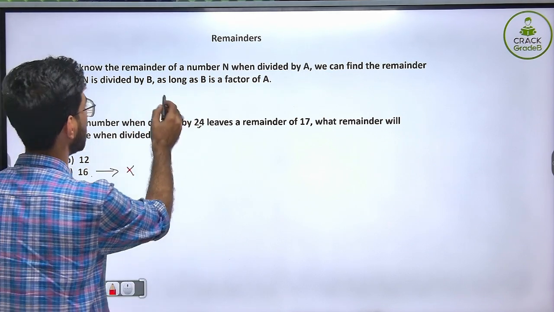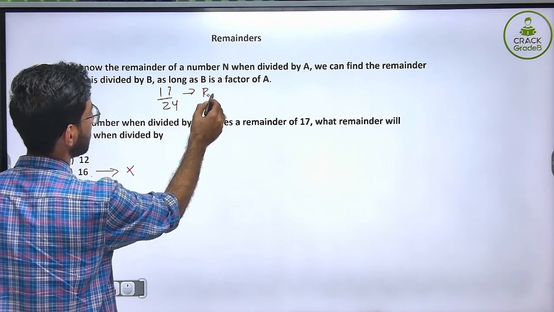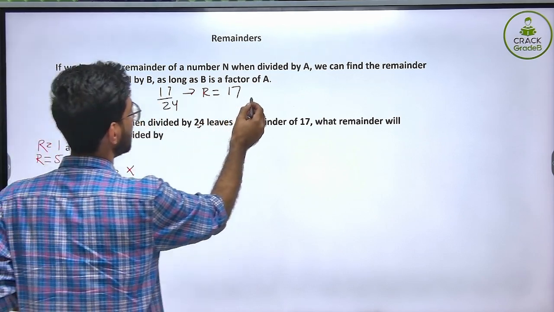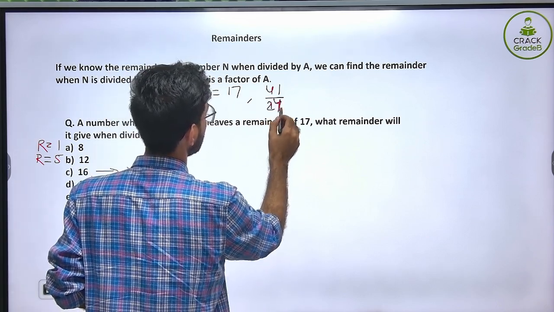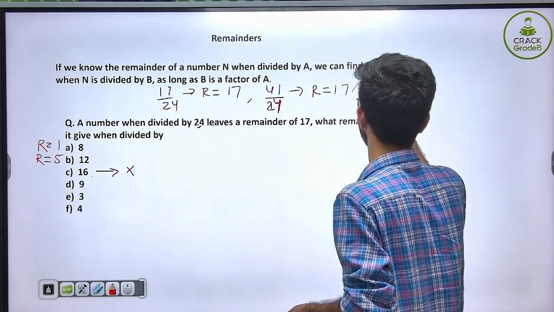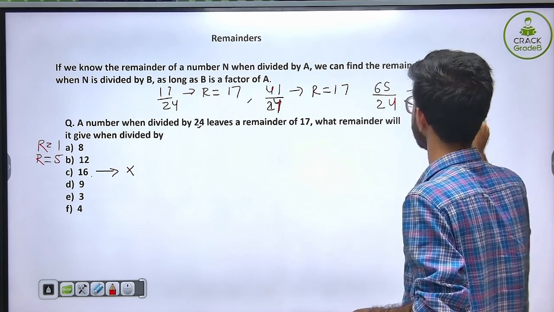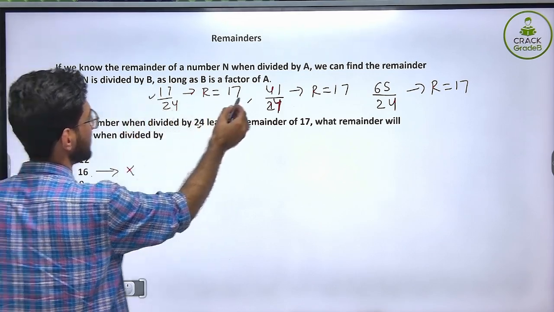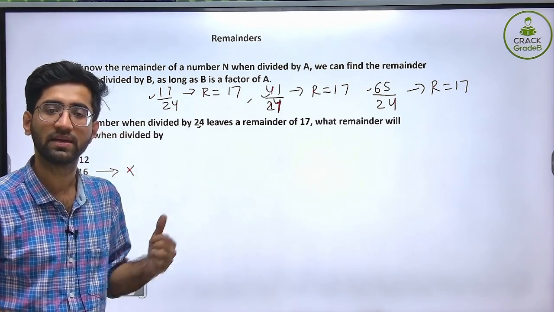You can take a simple example. If you divide 17 by 24, you get remainder 17. So obviously we have assumed that the number is 17. When you divide 41 by 24, you get remainder 17. When you divide 65 by 24, again you get remainder 17. Means the possible values of this number are 17, 41 and 65. This number can be any number, right?